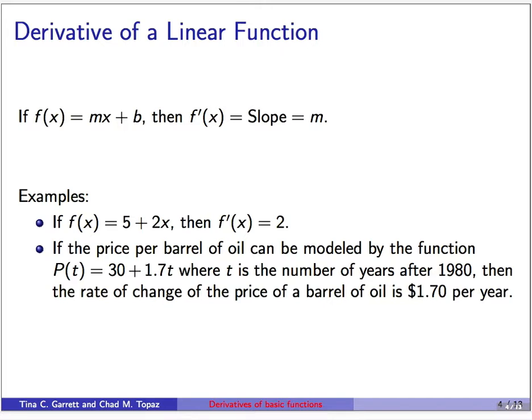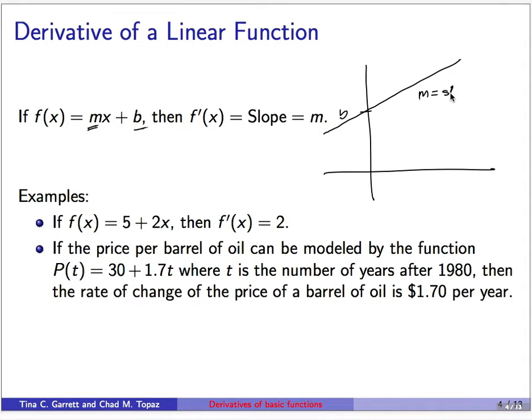An equally easy rule for finding derivatives is the derivative of a linear function. If you've got a function f of x equal mx plus b, if you remember what that would look like, the b indicates the y-intercept, and the m, the coefficient in front of the x, indicates the slope. So that might indicate something like a line with slope m.